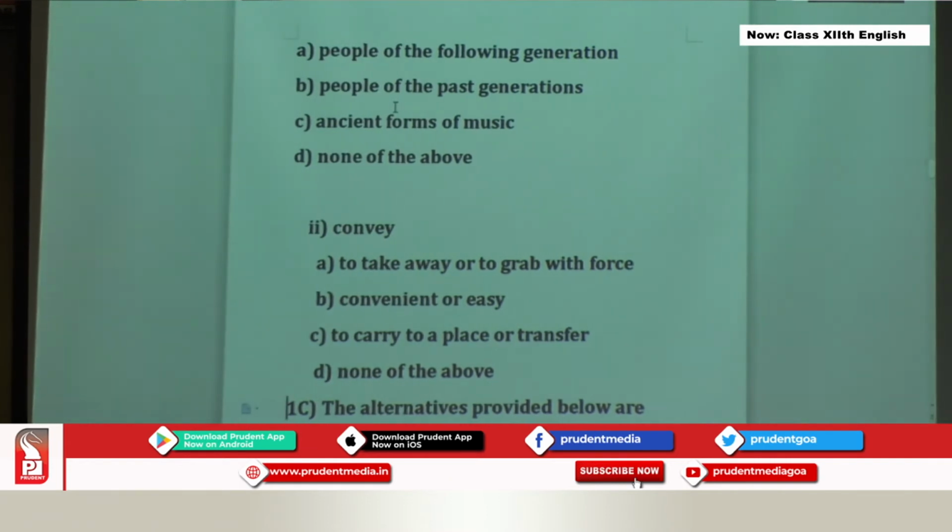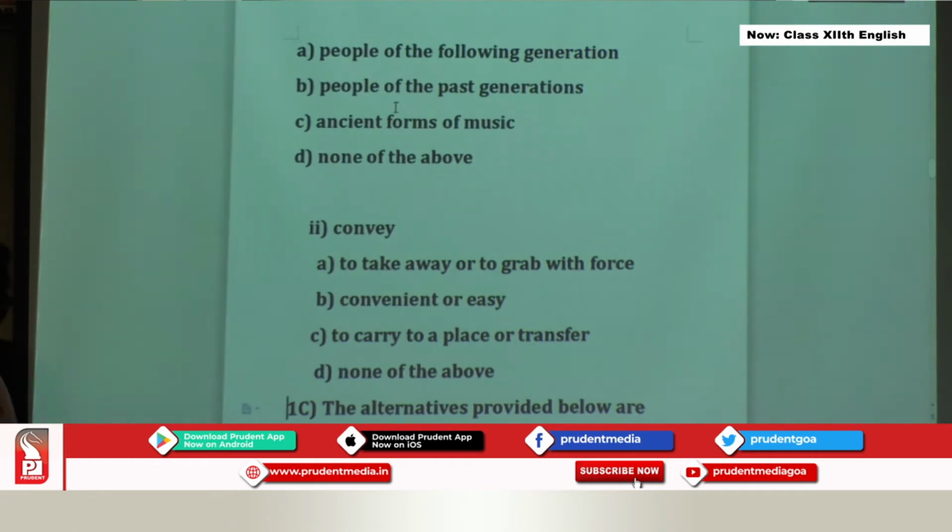Look at the second sub question, convey. Look at the B option. Convenient or easy? Convenient. C-O-N. None of the above. We'll see. Now, to take away or to carry, to give, to transfer. So, you know how it is. We often say, do convey my best wishes. Convey: give, transfer, to carry to a place.